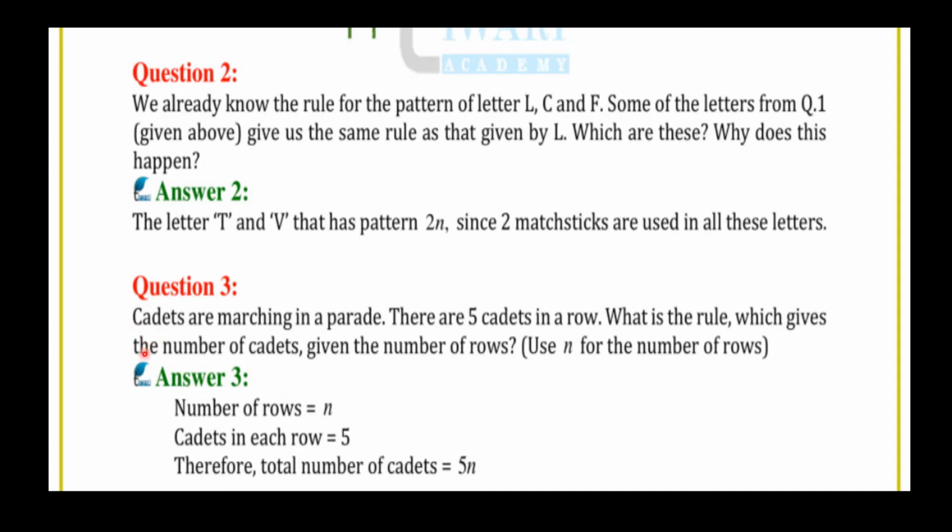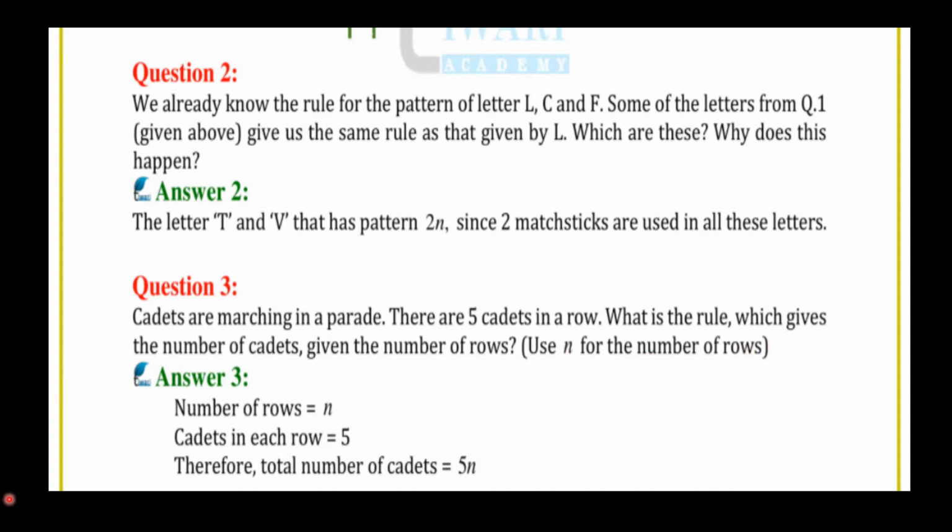Question number 3. Cadets are marching in a parade. There are 5 cadets in a row. What is the rule which gives the number of cadets given the number of rows? Here they have given, use n for the number of rows.